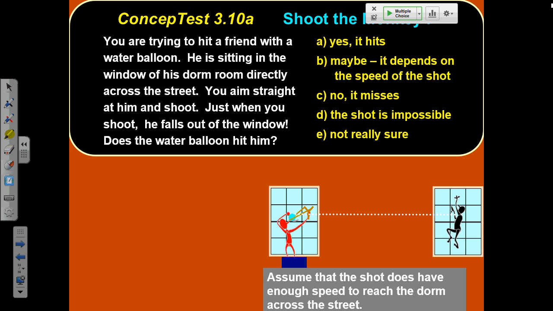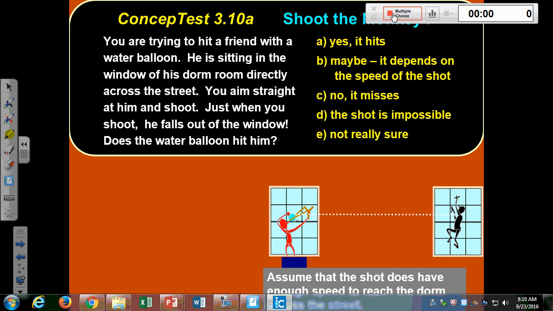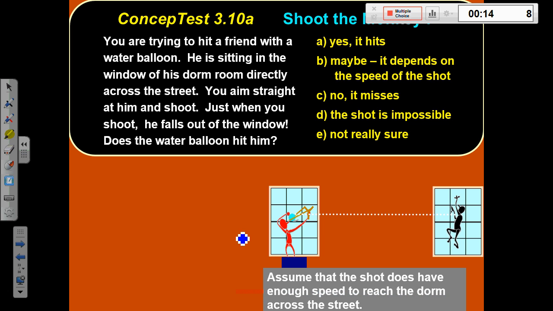All right. Let's say you're trying to hit a friend with a water balloon. He's sitting in the window of the dorm room directly across the street. You aim straight at him and shoot. Just when you shoot, he falls out of the window. Does the water balloon hit him? You're going to assume that the shot does have enough velocity to reach the dorm. So your friend is here, you're over here, and you aim directly across the street at him. But just as you shoot the water balloon, he jumps out of the window. What happens?